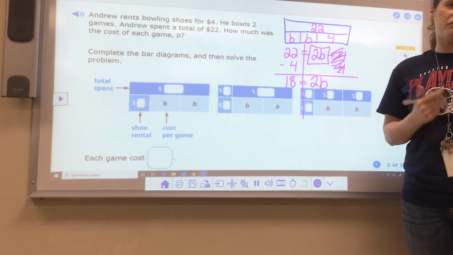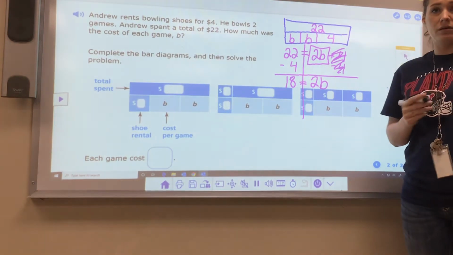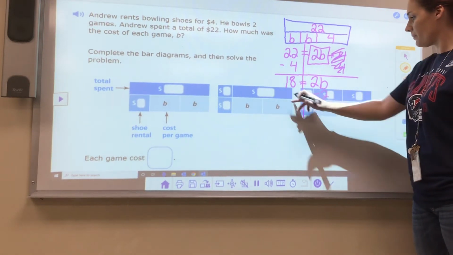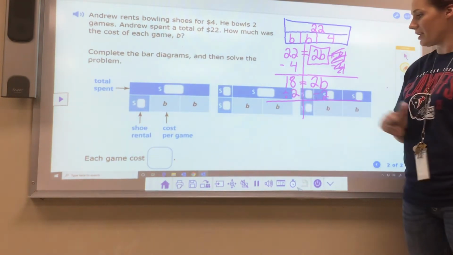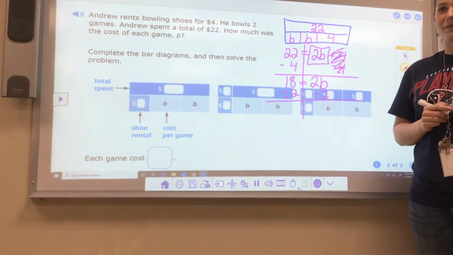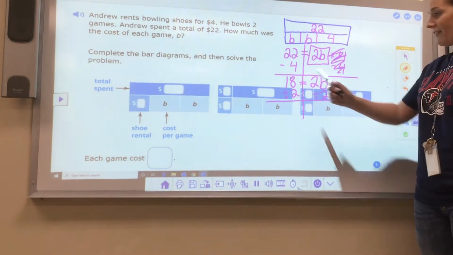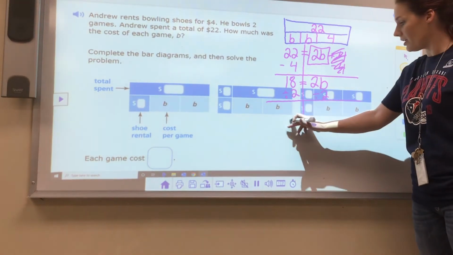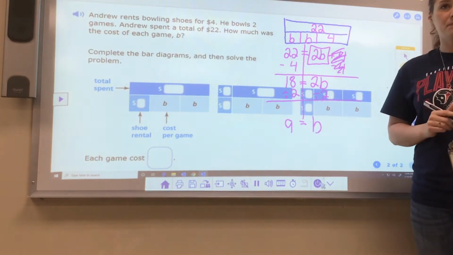But I need the cost of 1 bowling game, so what do I do? Brayden? Divide by 2. Put it in half. Yep. Okay, divide by 2. Can y'all read that? Yes, ma'am. I have to write right over top of that. And if $18 was the cost of 2 games, how much is the cost of 1? $9. So $9 equals b.